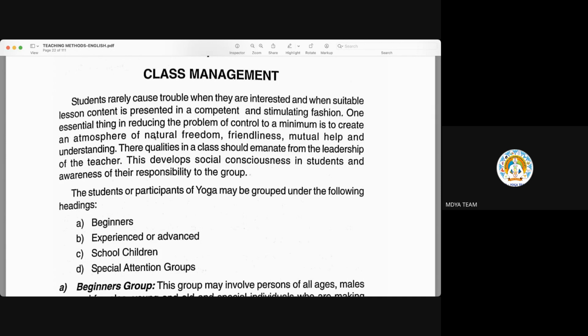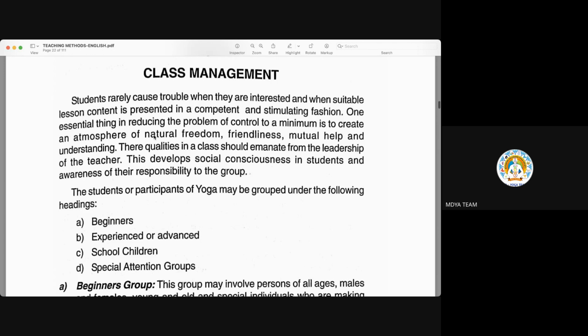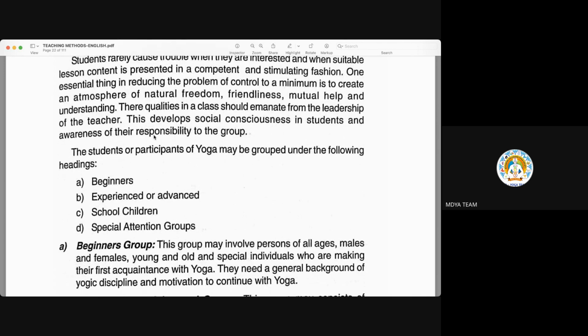So the students or participants of yoga may be grouped under the following headings. These are the four categories in which you can make different groups. First is the beginner group, then the experienced or advanced group, then school children, and then a special attention group. We'll see one by one.